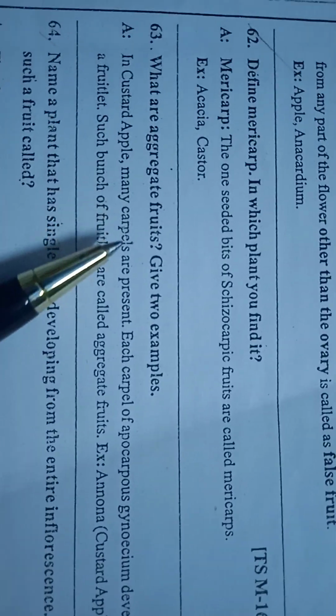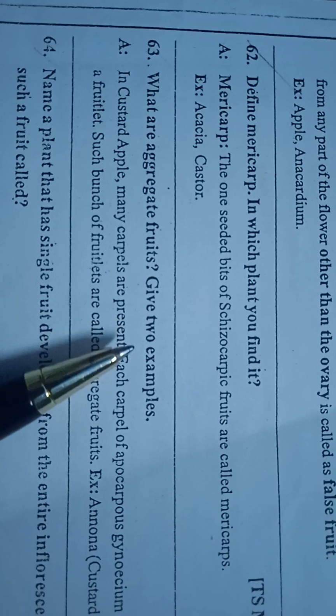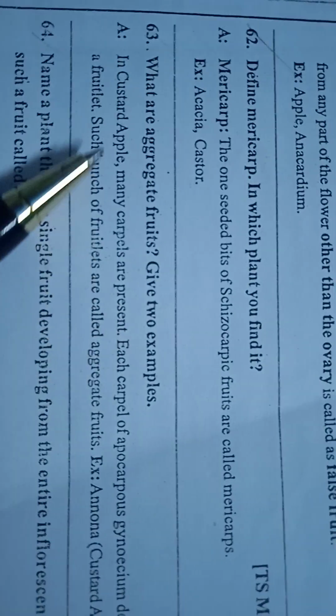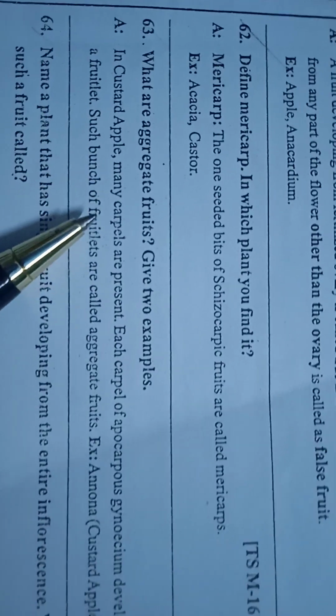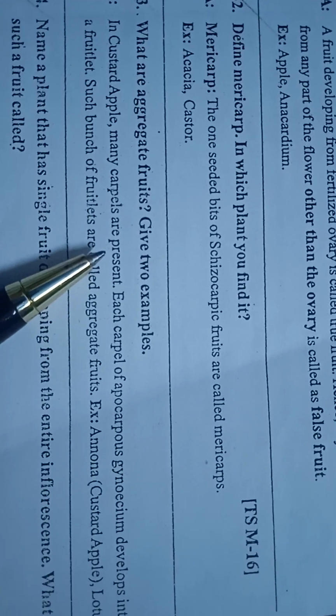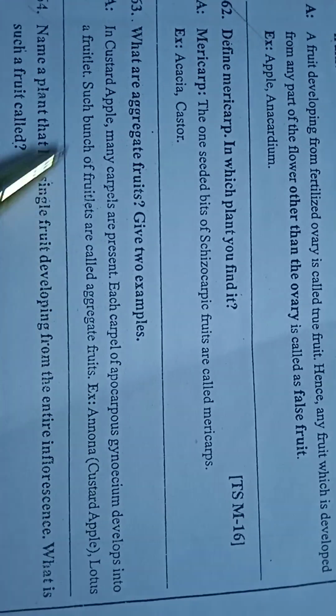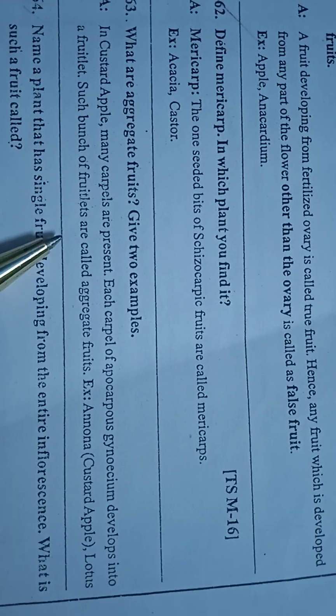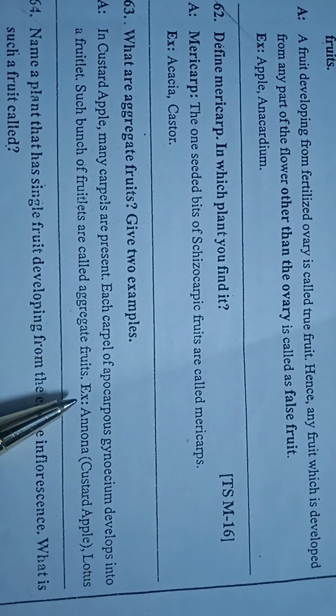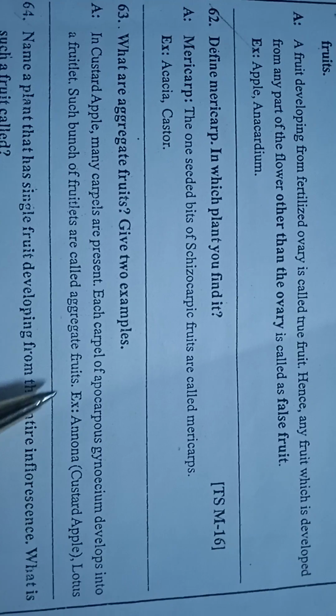Next question: what are aggregate fruits? Give one example. In custard apple, many carpels are present. Each carpel of apocarpous gynoecium develops into a fruitlet. Such a bunch of fruitlets is called an aggregate fruit. Example: annona, custard apple, lotus.